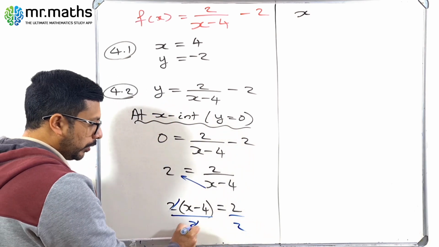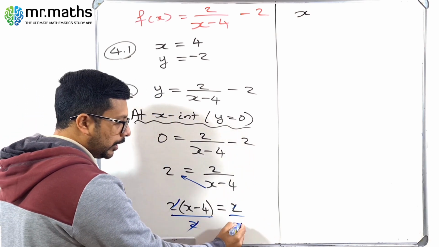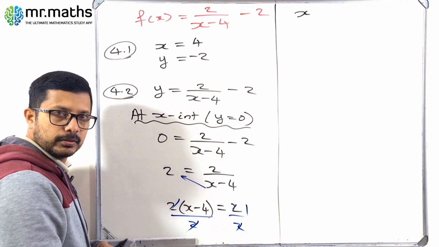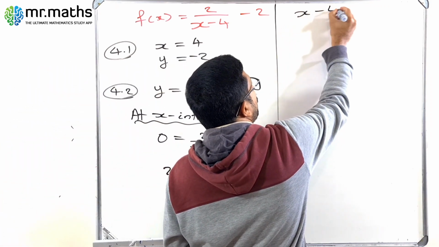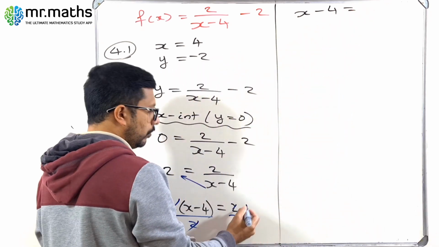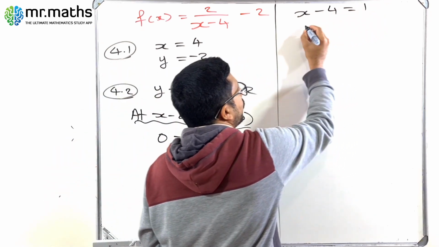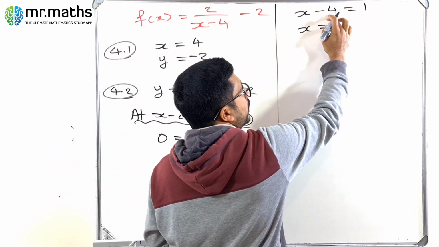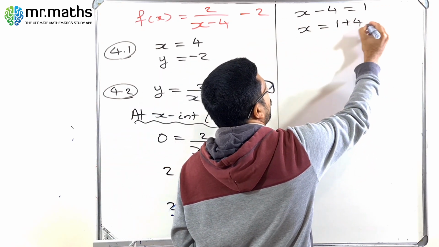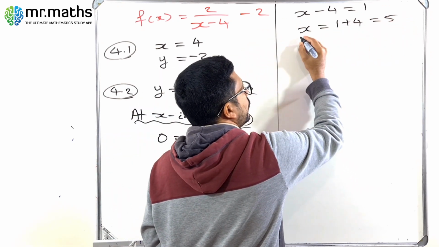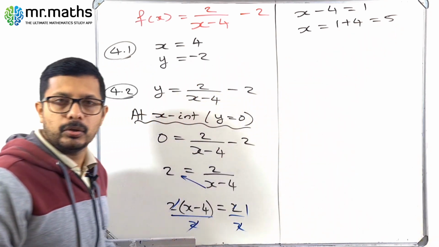Okay, so these 2 and 2 cancel. So 2 by 2 is 1. So what is that one? x minus 4 is equal to 1. So from there, what is x? We have to take this minus 4 to the other side. So it is 1 plus 4. 1 plus 4 is 5. So it means that the value of x is 5.